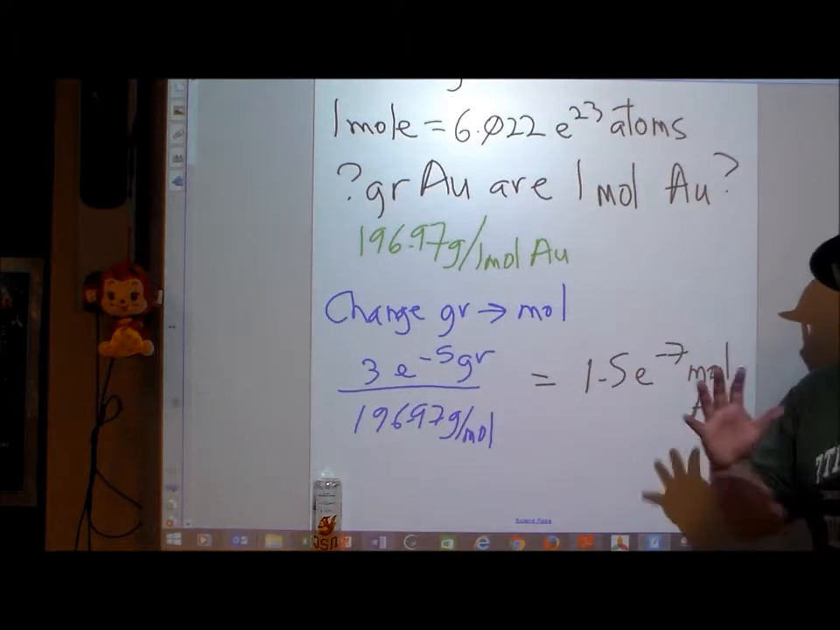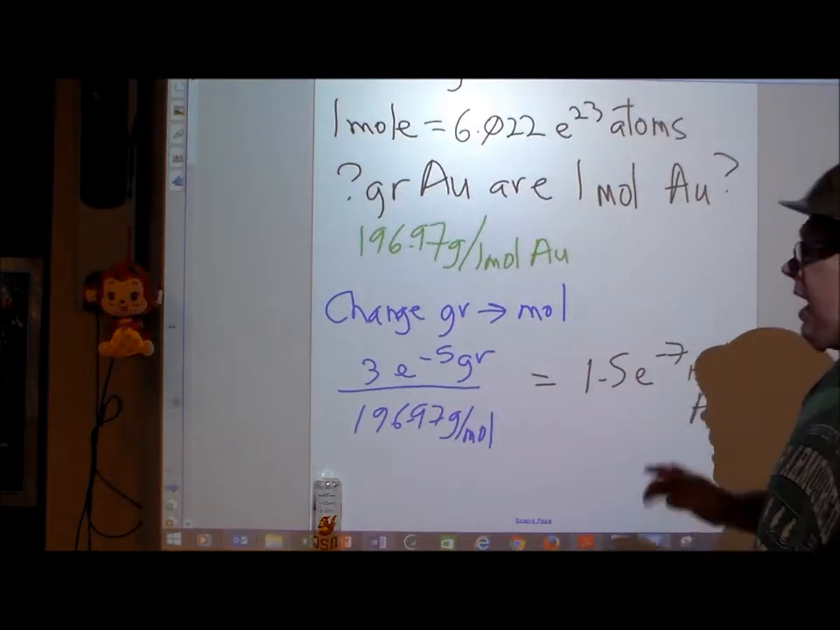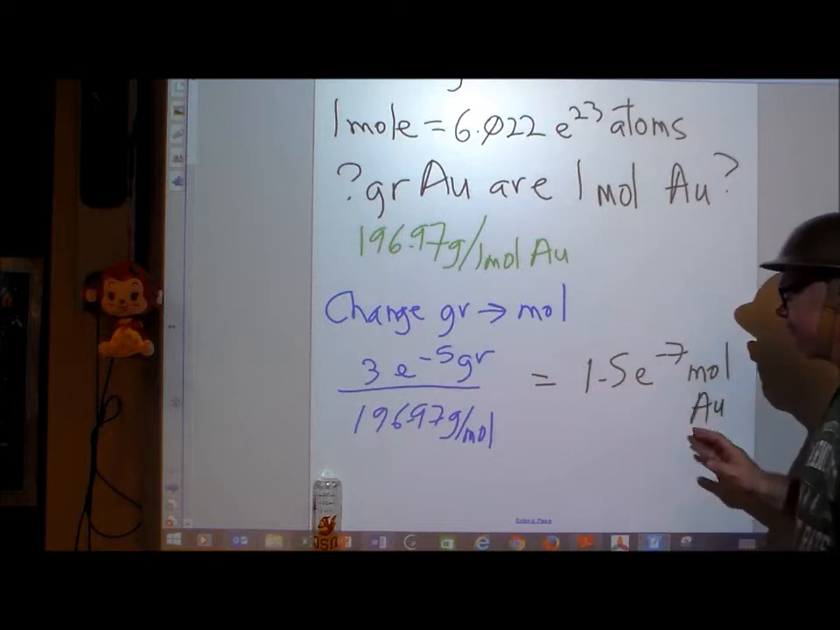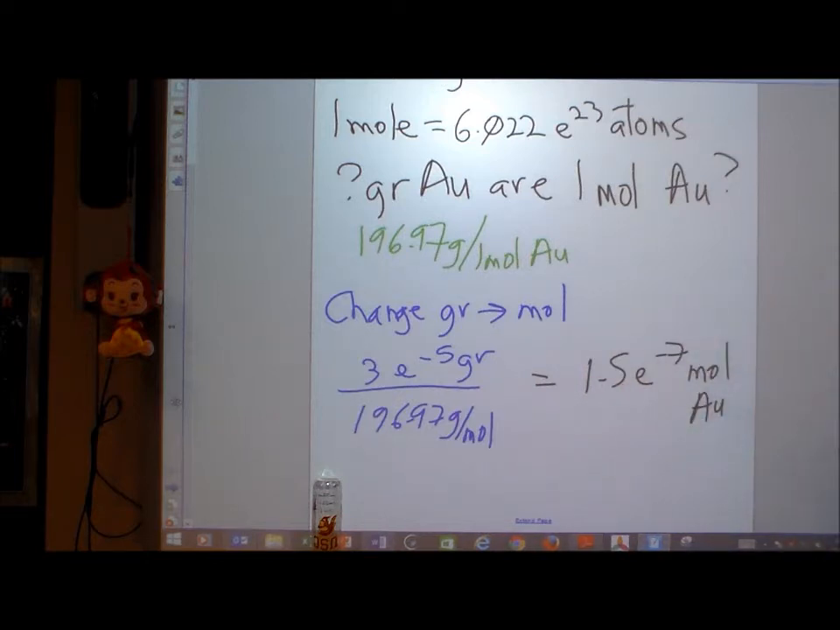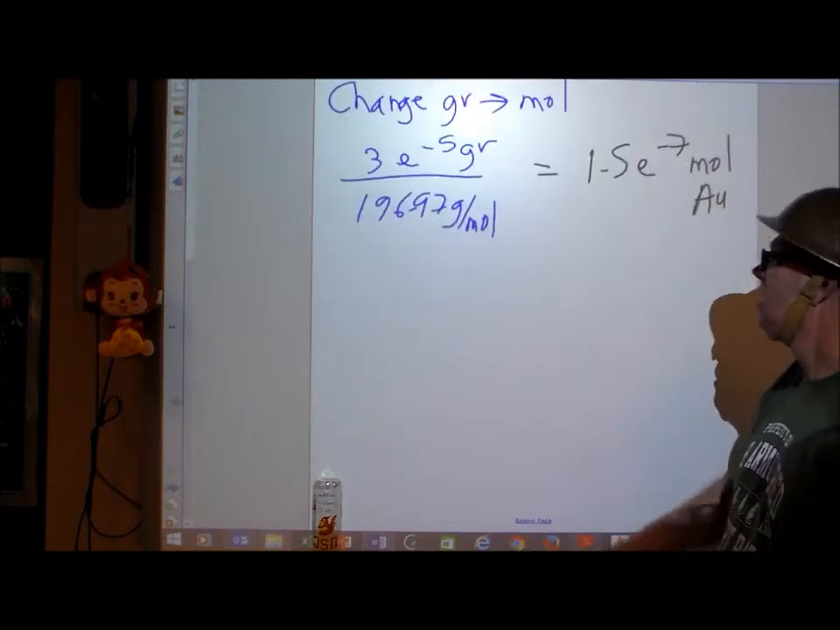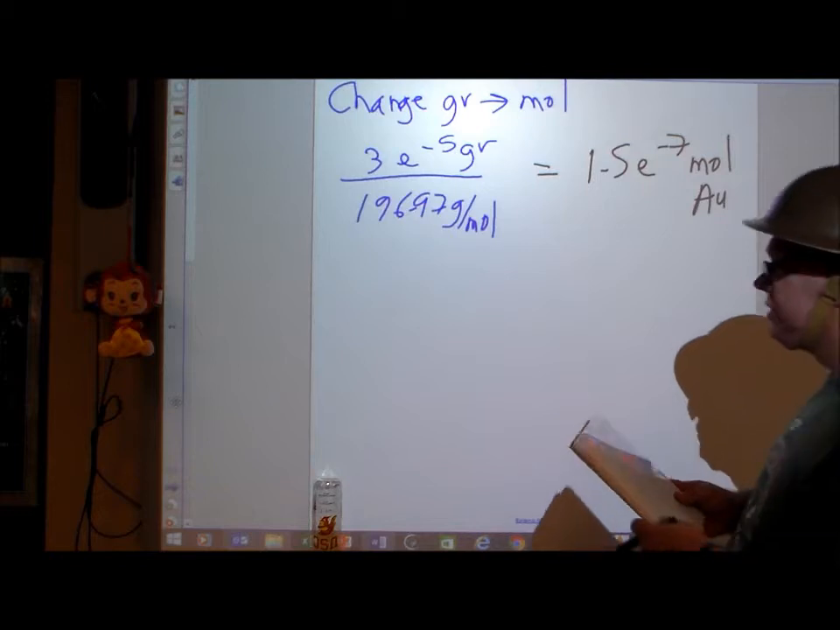Okay, now remember, a mole is like a chemist's dozen. That being said, ladies and gentlemen, a mole is like a chemist's dozen. Therefore, we can get a number out of this, can't we? All right, so how do we do that?